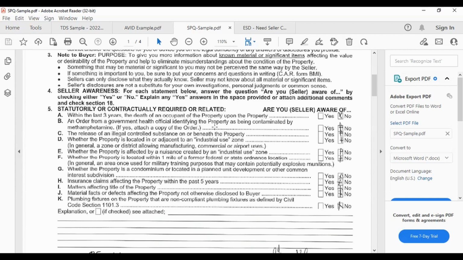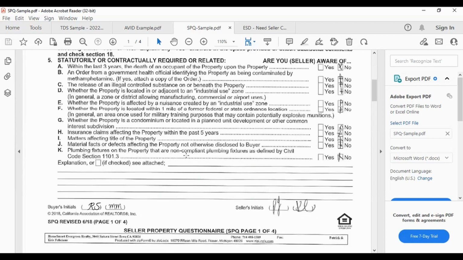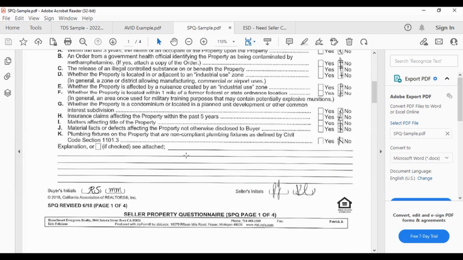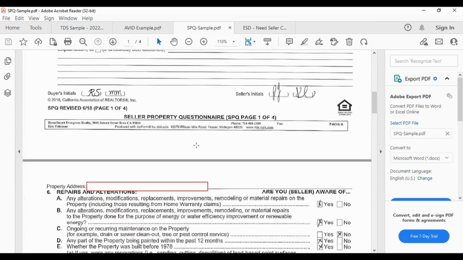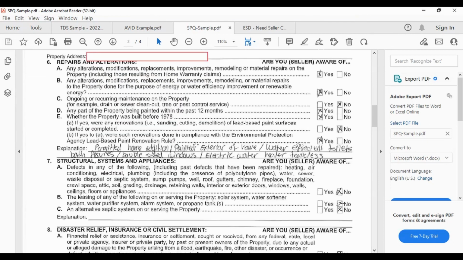But like I said, if you don't know about it, you're not sure about it, you don't have to check a yes, you check a no. Why? Because no is the same as I don't know. Is that clear, everyone, about the no being the same as I don't know? Yes. Okay.